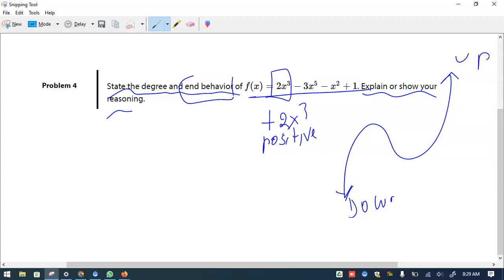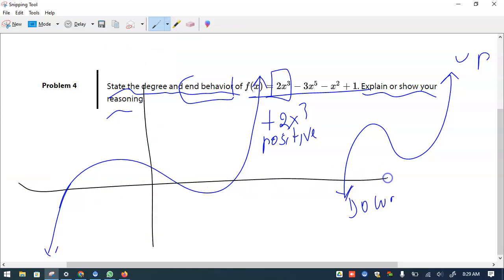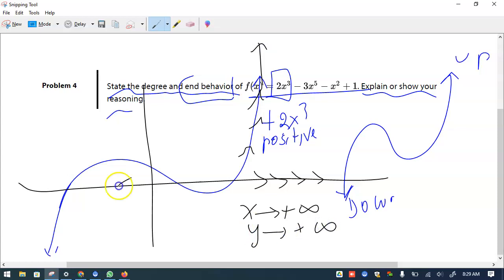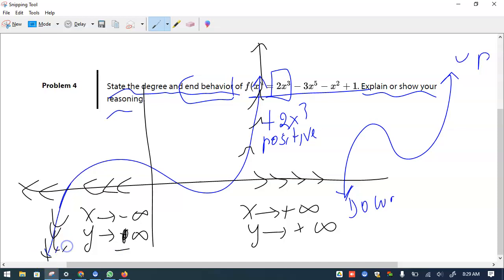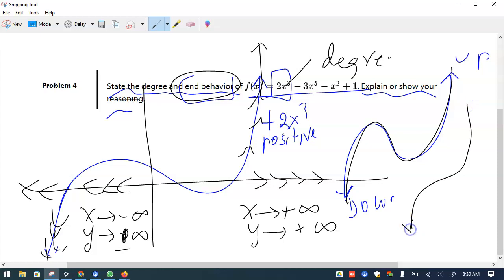And the end behavior means something like this. I can draw the x-axis and y-axis. When x becomes a very large positive value, the y value becomes plus infinity. And when x approaches a very large negative value, the y value goes down, to a very large negative value. And that's the end behavior. And the degree is 3. That's why this is the shape, or it can be like this also. But one thing, it is down, up, and it is odd. So whenever it is degree 3, which is odd, it has to be down, up.